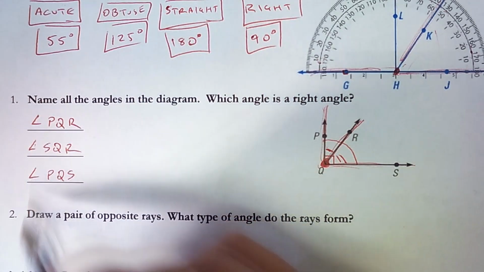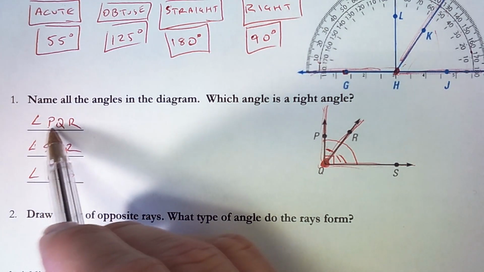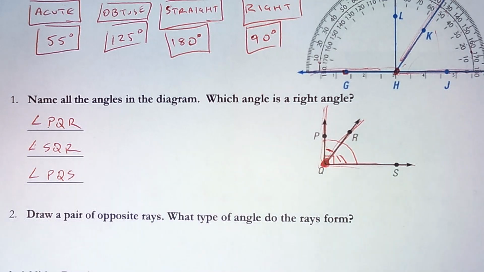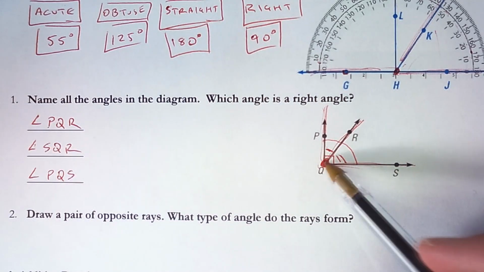And I used an angle symbol for every one. I could turn these around: RQP, RQS, SQP. So I'd be allowed to put those names backwards, but I still have to have Q, the vertex, in the middle.